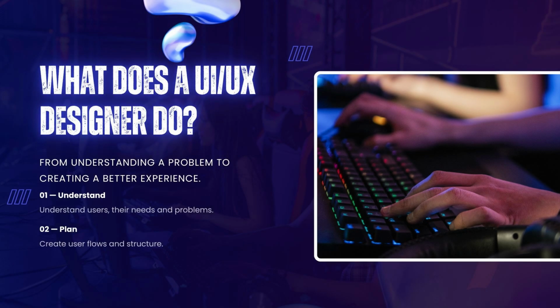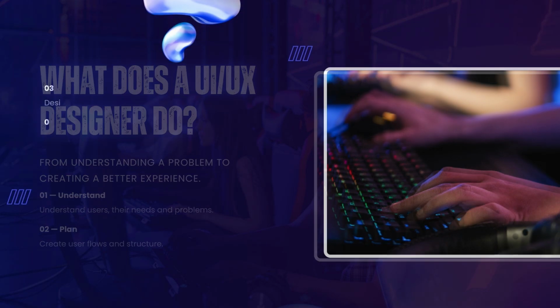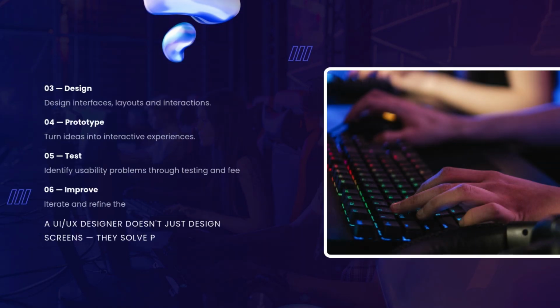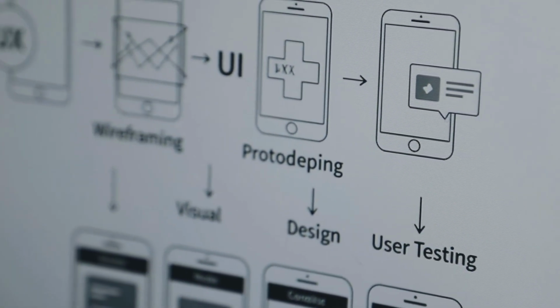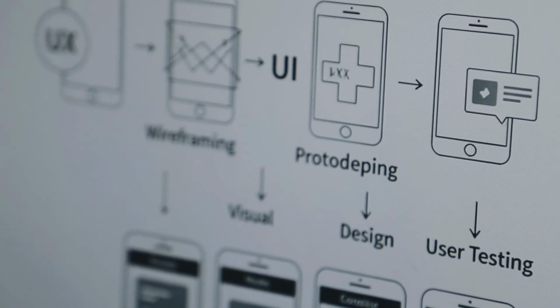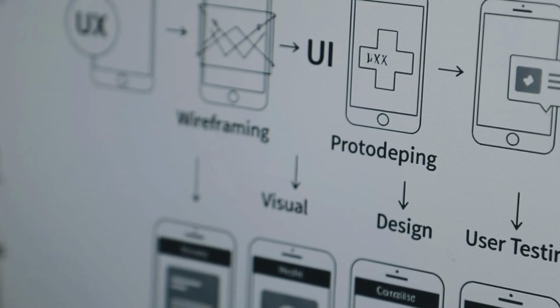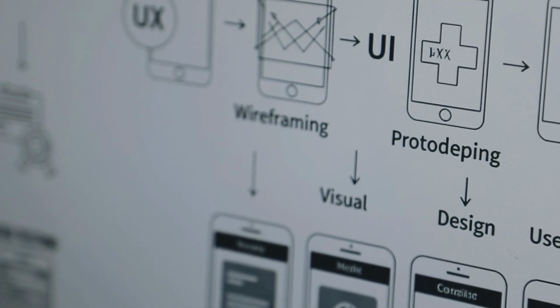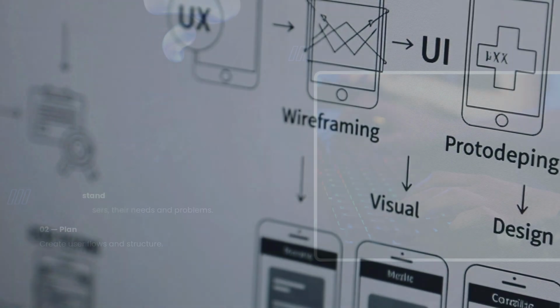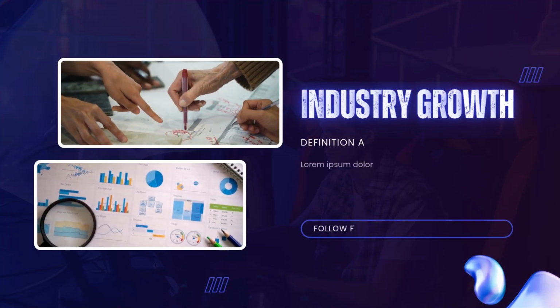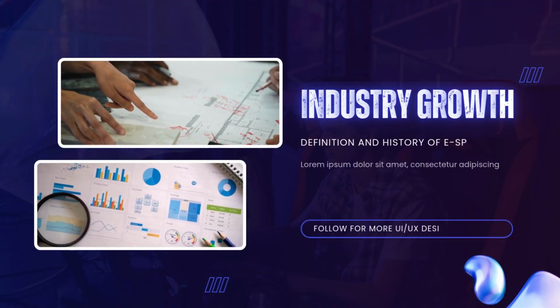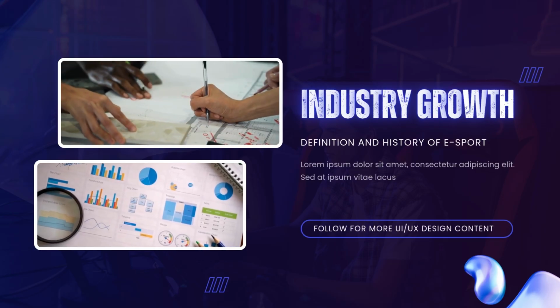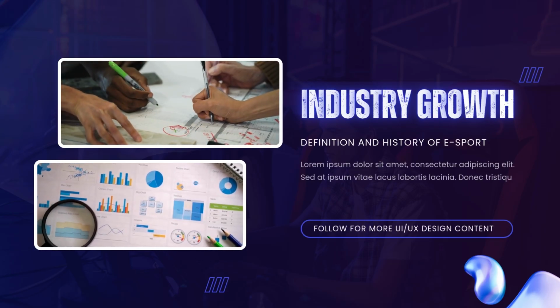Then comes the visual design, where we work on the interface, including things like layout, typography, colors, buttons, and other UI elements. After that, we can create a prototype to see how the experience works. And then comes something really important, testing and feedback. We see where users are getting confused or facing problems, and then we improve the design. So a UI UX designer isn't just designing screens. They're using design to solve problems and create a better experience for the user.